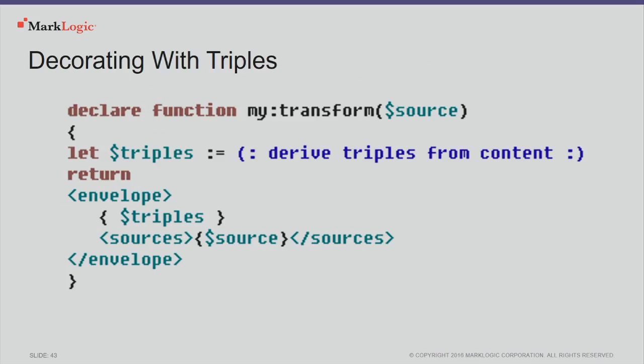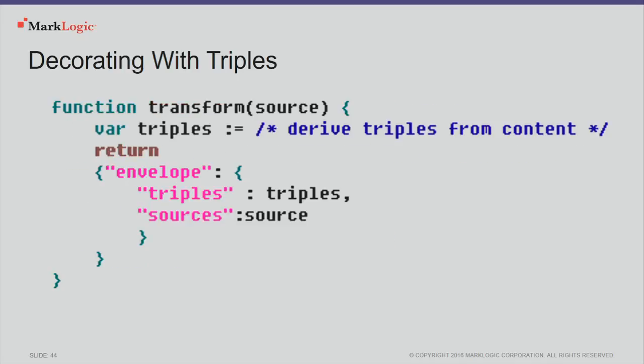How do you do this? With the transform function. If you're using the REST API to ingest or MLCP, you can invoke a transform function on ingest, or you can do it in place once things are already in there. So here's an XQuery function that just takes the source. I'm going to construct triples somehow, either from that source or look up from other sources. MarkLogic has an HTTP client, so I can go query things on the web. I can hit SPARQL endpoints on the web, bring things back in, and put them into my envelope and return it. Same thing with JavaScript, of course.